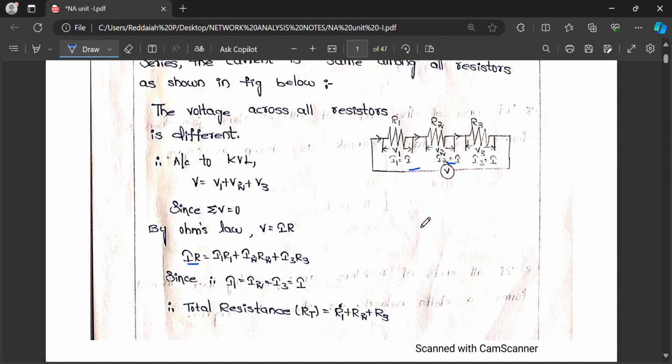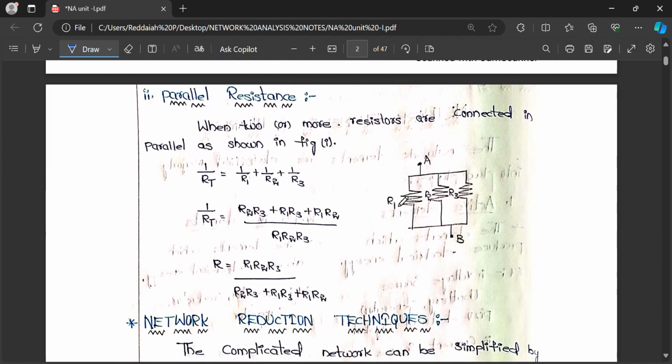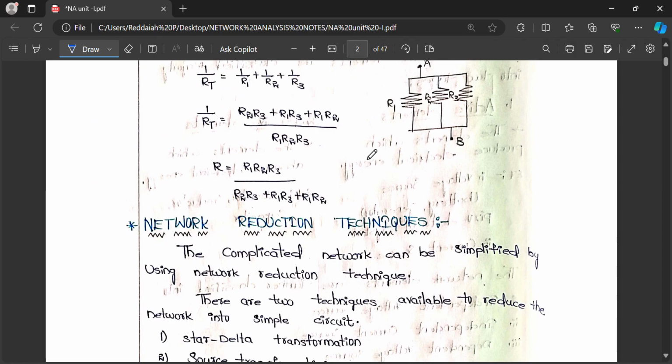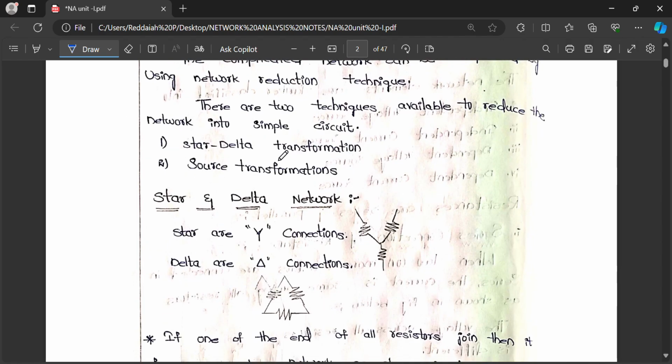This is the basic thing which you studied in B3E, Basic Electrical and Electronics Engineering. For resistances in parallel, when two or three resistors are in parallel, the total resistance for two resistors is R1 R2 by R1 plus R2. That is parallel resistance.